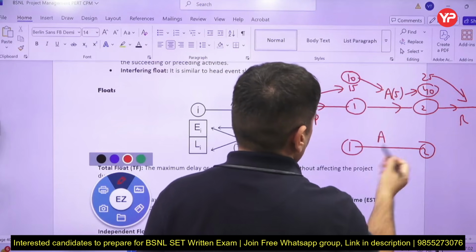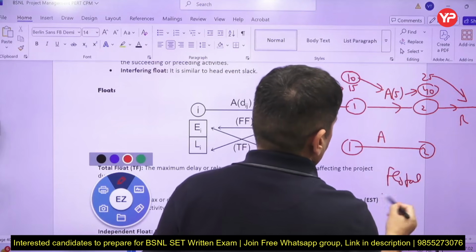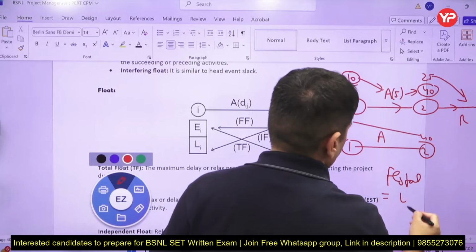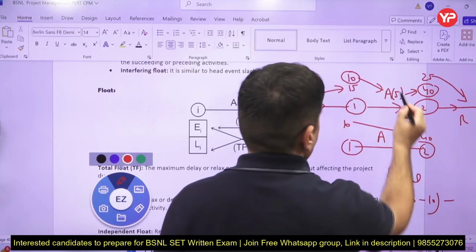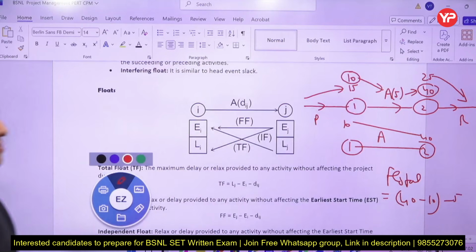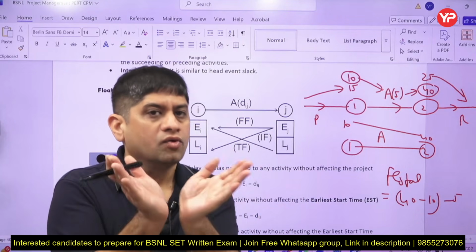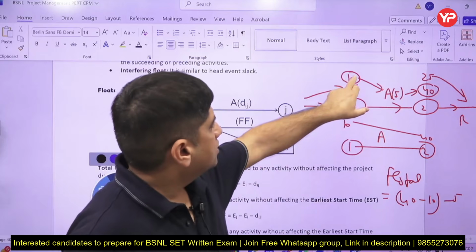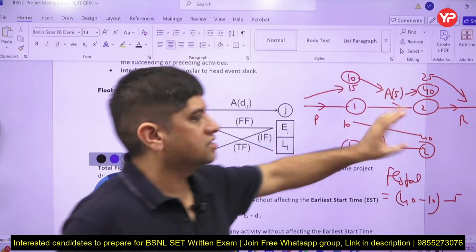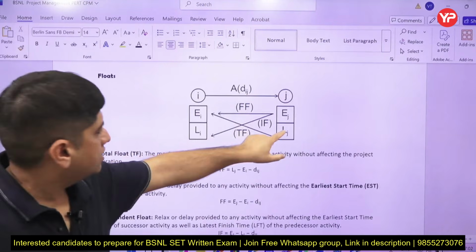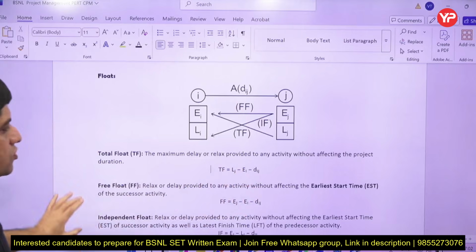Now just consider activity A. What is the total float on it? Total float on A: this is 10, this is 40, take the difference between the two, 40 minus 10 minus duration, that is 5, so 25 days. So this is called total float. How is float calculated for every activity? Float for every activity is calculated from EI, LI, EJ, LJ and Tij. These are the formulas. So LJ minus EI minus Dij is total float. That is the maximum free time available for a particular activity.